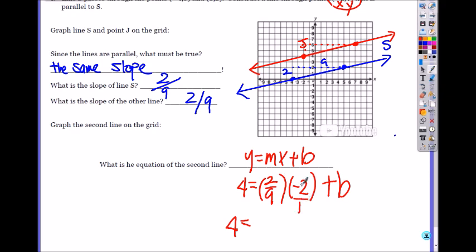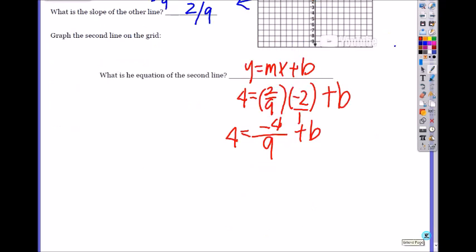You multiply the numerators together and denominators together. What's 2 times -2? -4. What's 9 times 1? 9. Plus b. So now what do I need to do to solve for b? Add 4/9 on both sides. So your b is 4 plus 4/9. But can we write 4 and 4/9? Yeah, we don't do that anymore. We write it as an improper fraction.